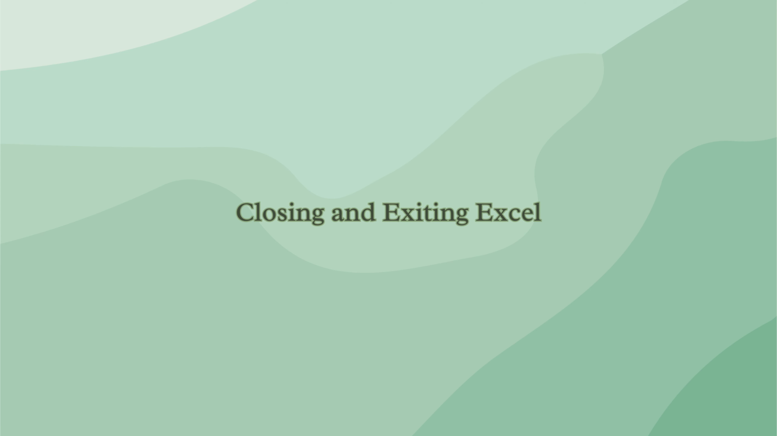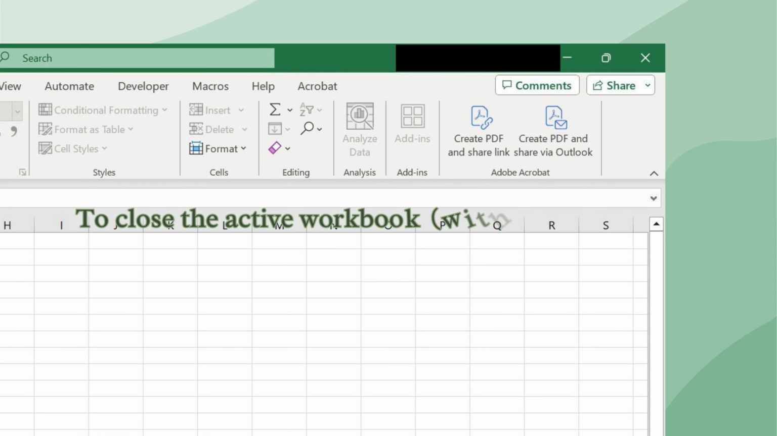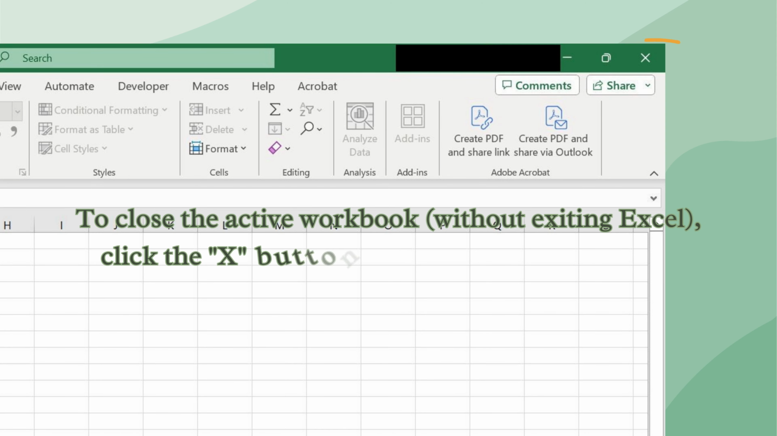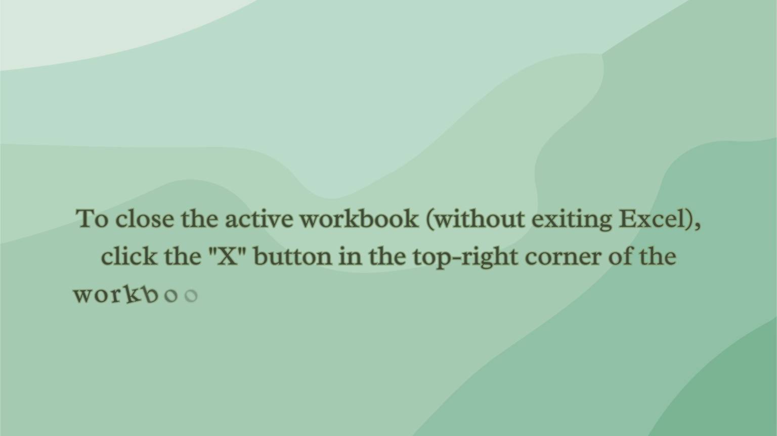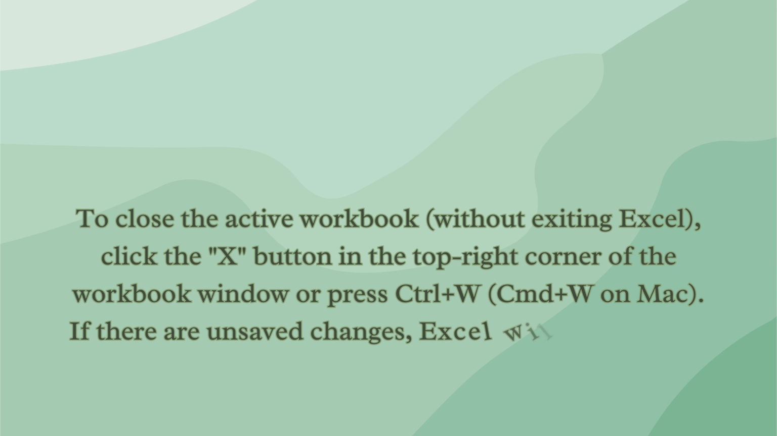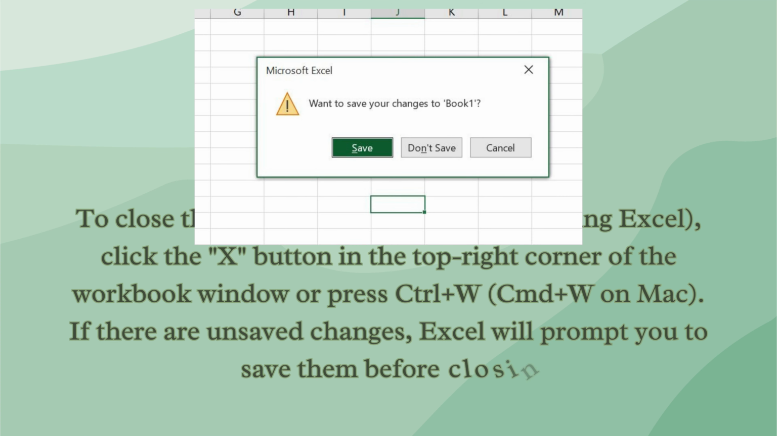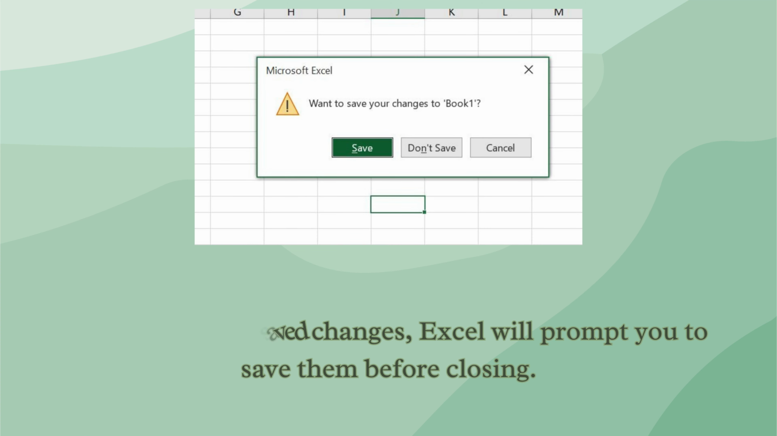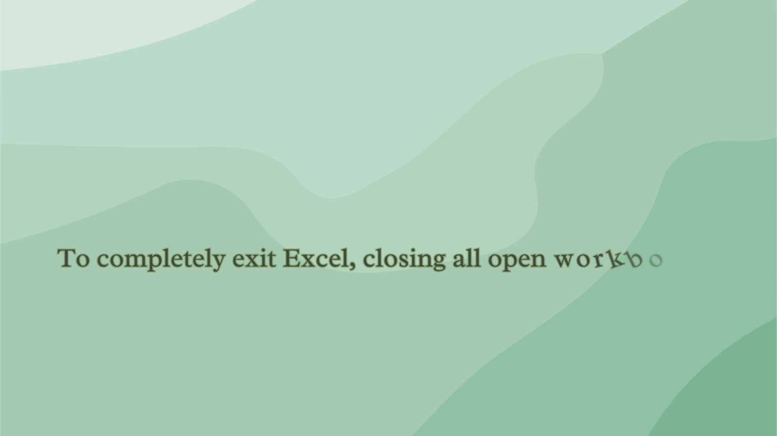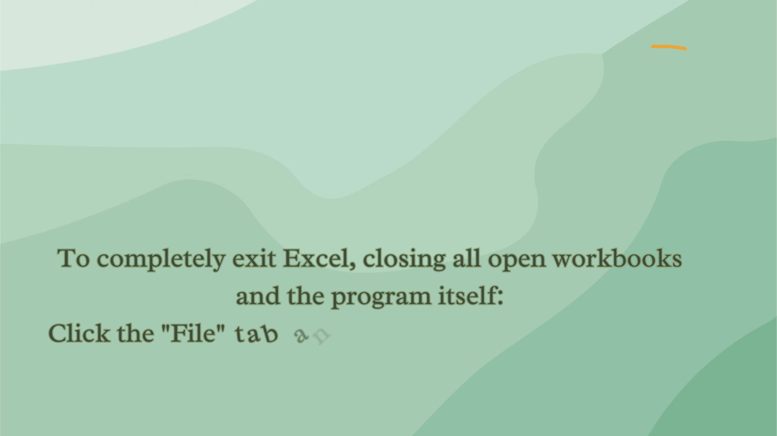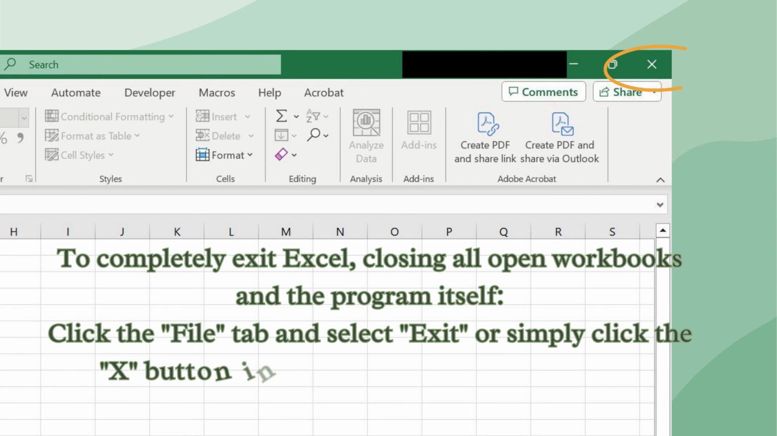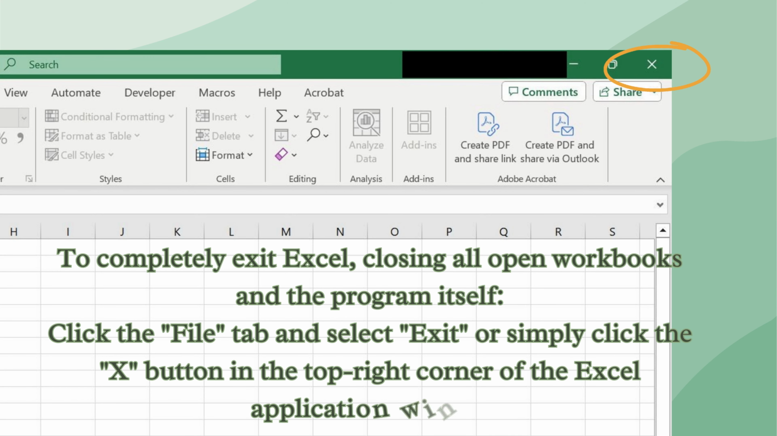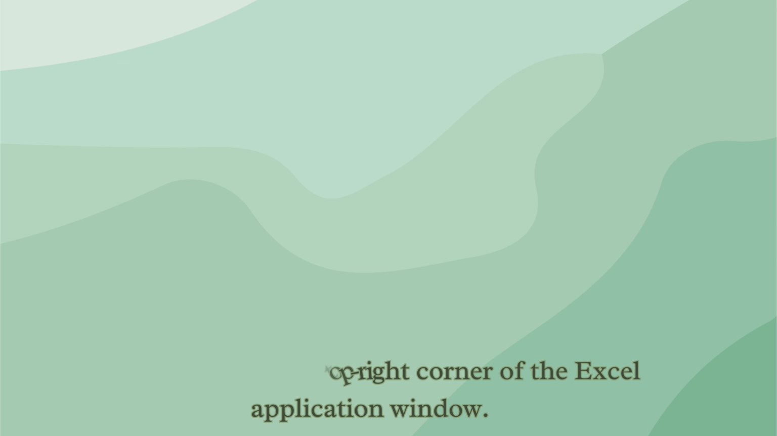Closing and exiting Excel. Closing a workbook. To close the active workbook without exiting Excel, click the X button in the top right corner of the workbook window or press Ctrl+W, Cmd+W on Mac. If there are unsaved changes, Excel will prompt you to save them before closing. Exiting Excel. To completely exit Excel, closing all open workbooks in the program itself, click the File tab and select Exit or simply click the X button in the top right corner of the Excel application window.